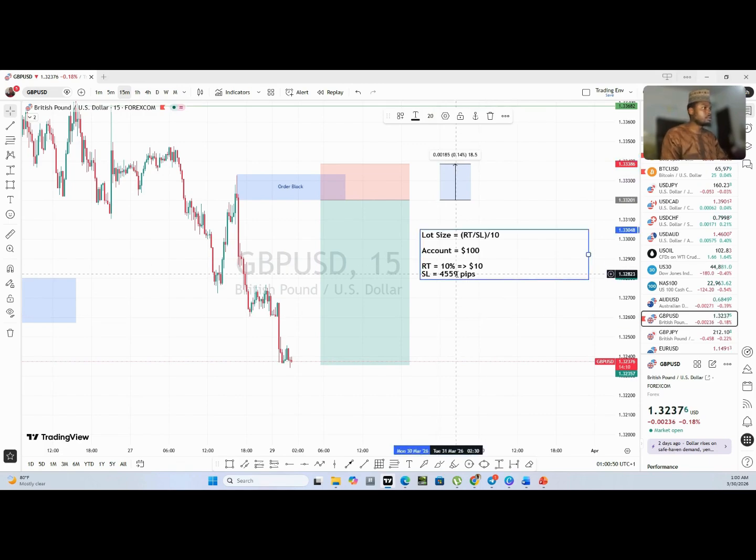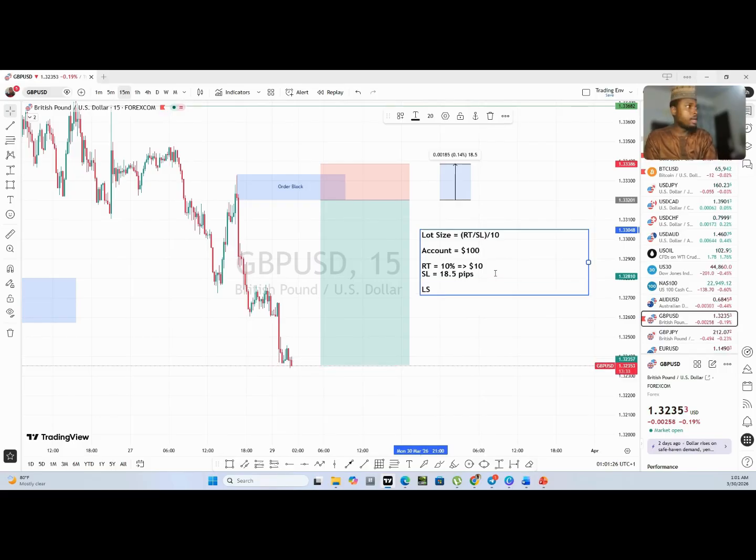So that means our stop loss is going to be, let's say, 18.5 pips, and we are risking $10. So what does our formula say? Loss size is equal to what? Risk tolerance. What is our risk tolerance? That is $10. Then stop loss in pips. What is our stop loss in pips? That is 18.5. So let's do our calculation.